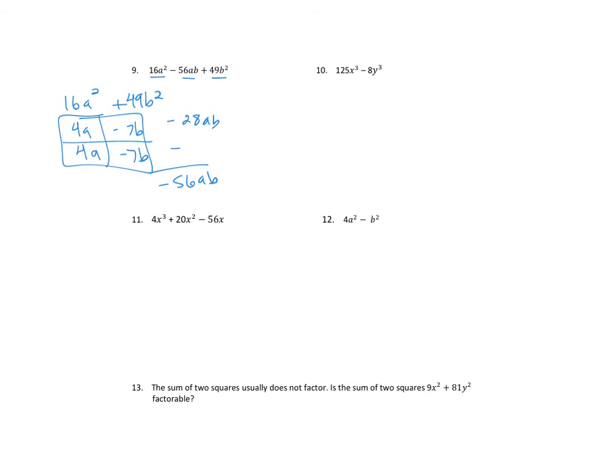Multiply across, and that actually does add up. So this is a perfect square trinomial. 4a minus 7b factored twice. For number 10, is there a common factor for those terms?